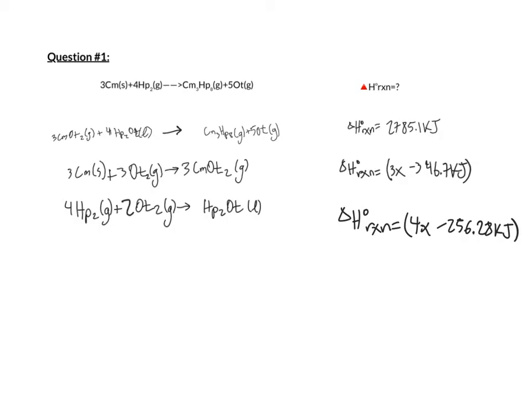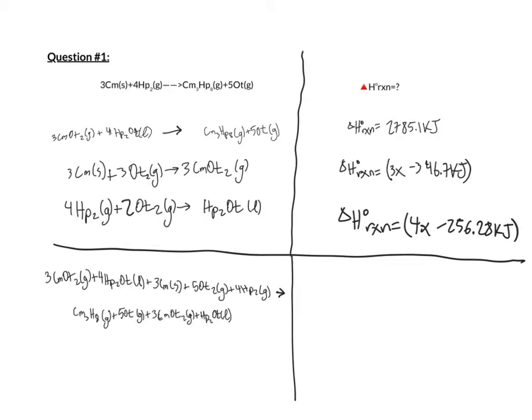Then we will begin canceling out things on the different sides of the full equation. To make it easier on ourselves, let's write out the whole equation with everything on the reactant side, all like terms put together, and everything on the product side, like terms added together. So, now that we have that done, we will see which things are the same on both sides. So we can cancel out the 5 OT, we can cancel out the 3 Cm O2 T2, and we can cancel out the 4 HP2 OT.